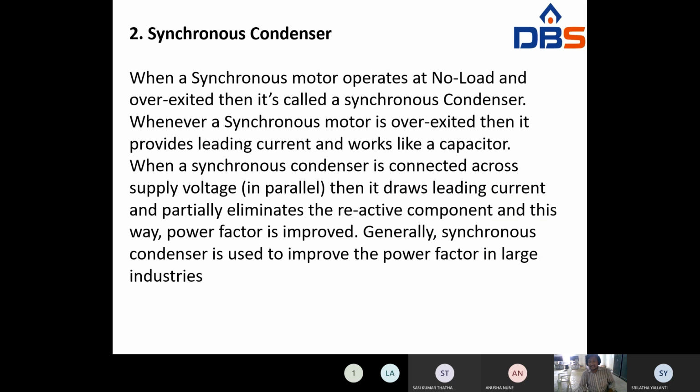Now another method is the synchronous condenser. It is not a capacitor. A synchronous motor operating at no load in over-excited condition is called a synchronous condenser. If a synchronous motor works at no load with over excitation, it acts as a capacitor, and when it acts as a capacitor, we call it a synchronous condenser, right?